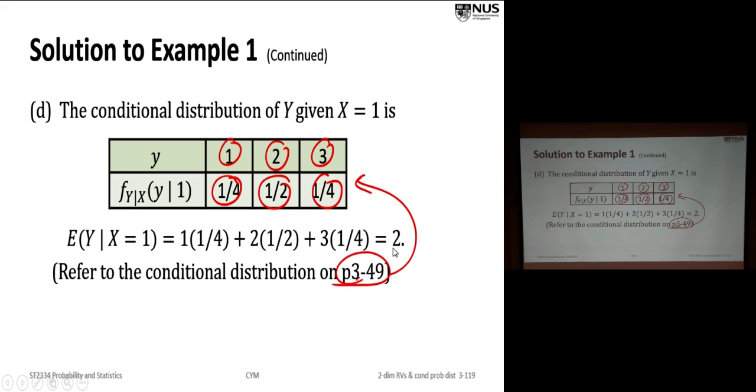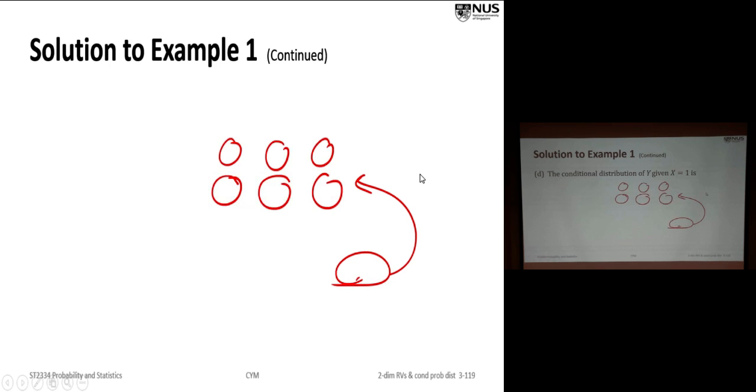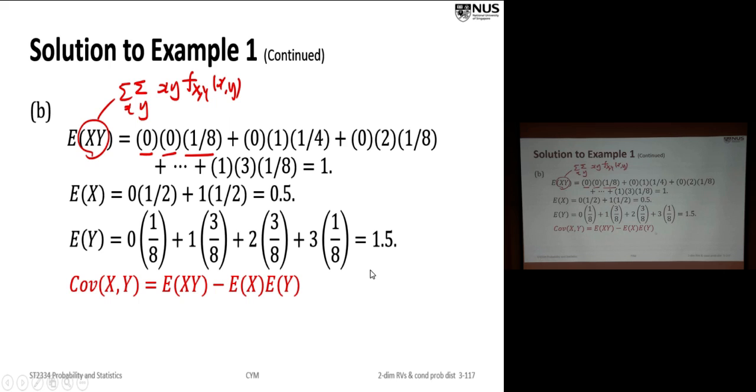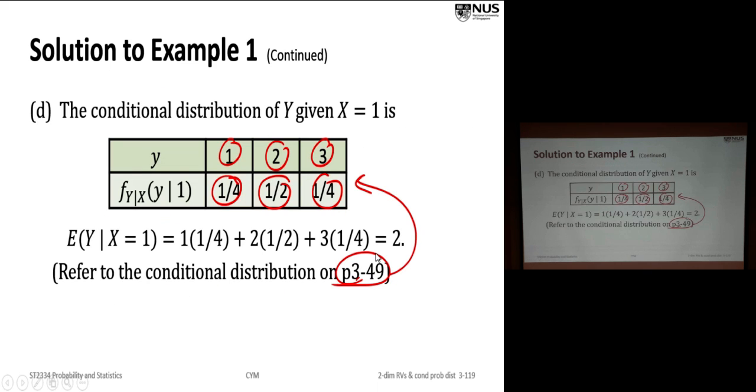So in other words, if x equals 1, we expect y to be equal to 2, which is different from, if you go back and look at the expectation of y that we just worked out, 1.5. So the point is, expectation of y is equal to 1.5. Expectation of y given x equal to 1 is equal to 2. So in other words, with the information that x equals 1, we expect a higher expected value of y, which in this case is 2.